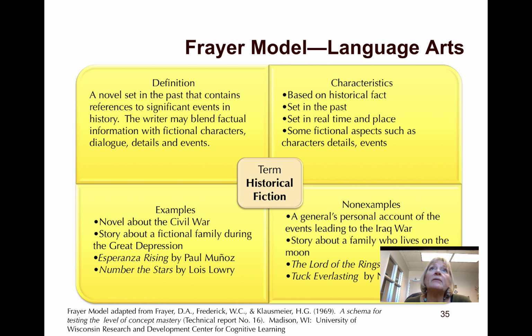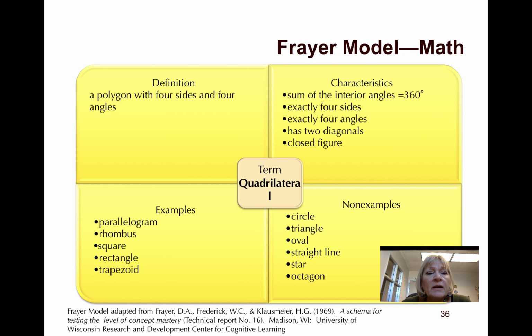A story about a family who lives on the moon. As far as we know, there are not families living on the moon, so that would not be historical fiction because it's not set in a context that is real, right? The Lord of the Rings by Tolkien or Tuck Everlasting, all of those have elements of fantasy that wouldn't be typical of historical fiction. Think about the Frayer Model when we use math.